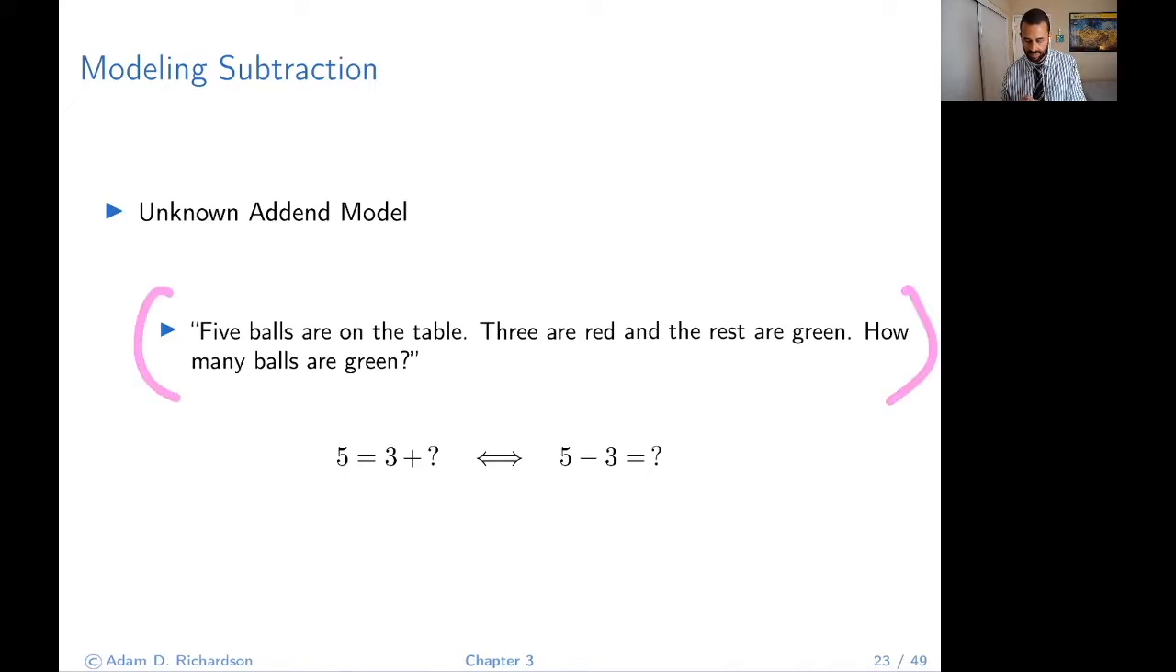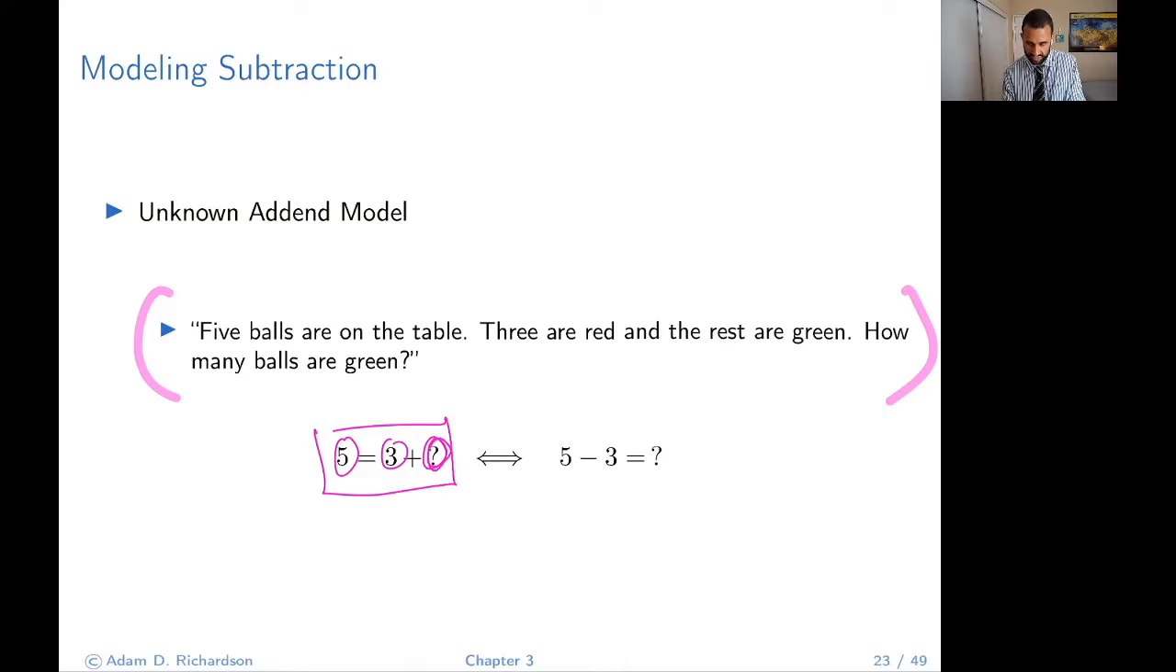Here's an example. 5 balls are on the table, 3 are red, and the rest are green. How many balls are green? The question is modeled like this. You know the total. You're given the total sum. You're given one of the addends, and the question is, what's the other one? What's the missing addend? What's the unknown addend?